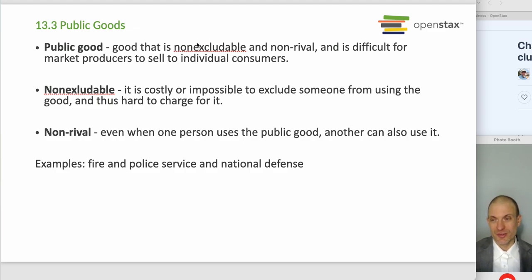So let's see, they give the examples of fire and police service and national defense. National defense is plausibly a public good, non-rival and non-excludable. Everybody within the country's borders and sometimes beyond benefits from national defense. It is non-rival in the sense that one person's protection doesn't diminish how much remains for everybody else. It's non-excludable in the sense that you can't limit the benefit only to people who've paid taxes. And so national defense is a pretty good example of a public good.